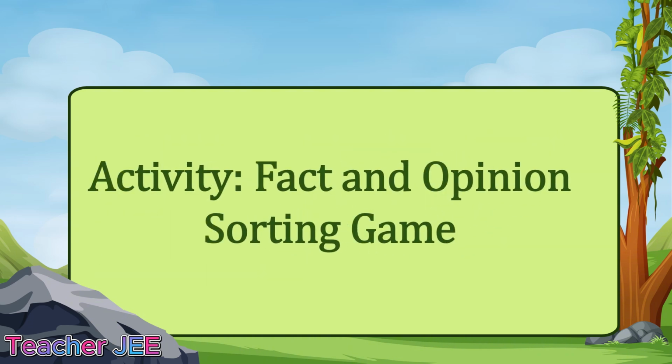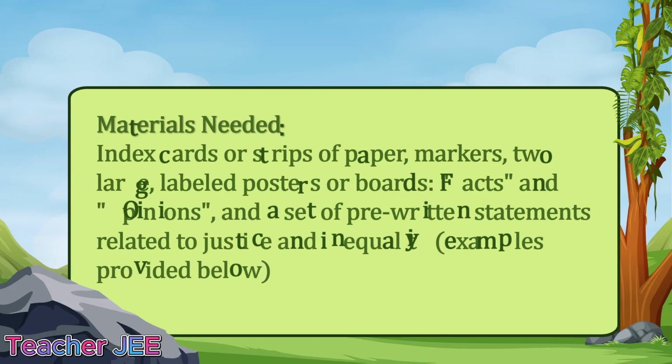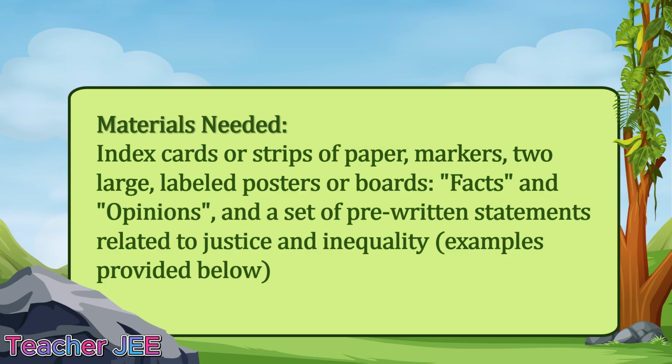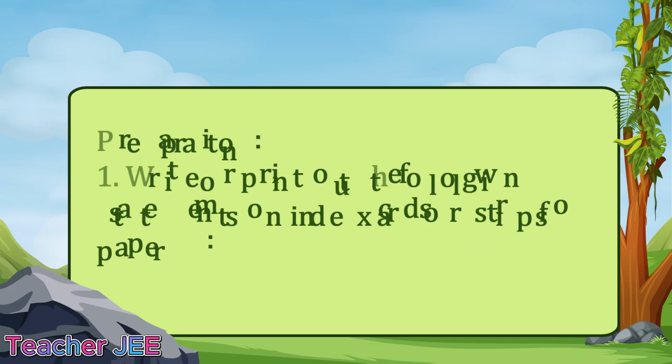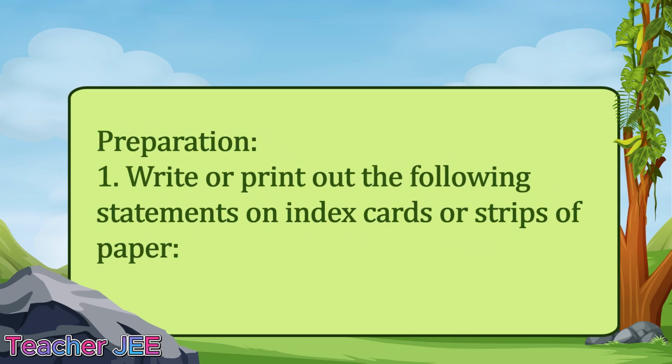So, activity: fact and opinion sorting game. Materials needed: index cards, strips of paper, markers, two large labeled posters or boards, facts and opinions, and a set of pre-written statements related to justice and inequality. Examples: for the preparation, write or print out the following statements on index cards or strips of paper.